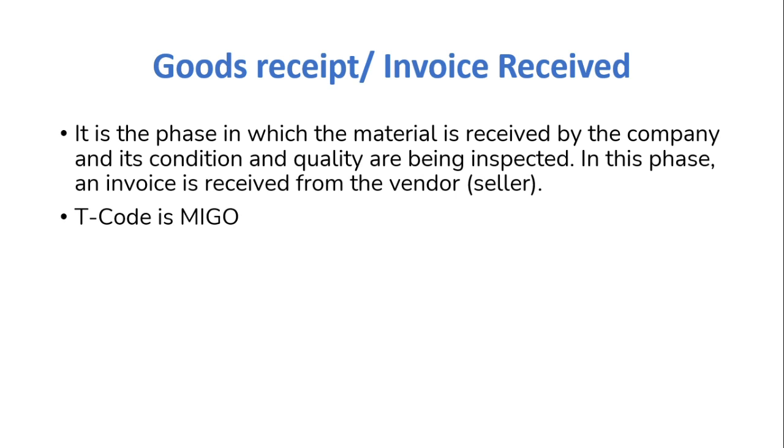GRIR means it's an intermediate account where, instead of giving payment to the vendor, we are keeping the amount in the GRIR account. If we are not keeping the amount in GRIR, we don't have a track of open invoices. So SAP suggests that GRIR will be generated at the time of MIGO, and whatever amount we need to give to the vendor will be transferred to the GRIR account in the MIGO stage.